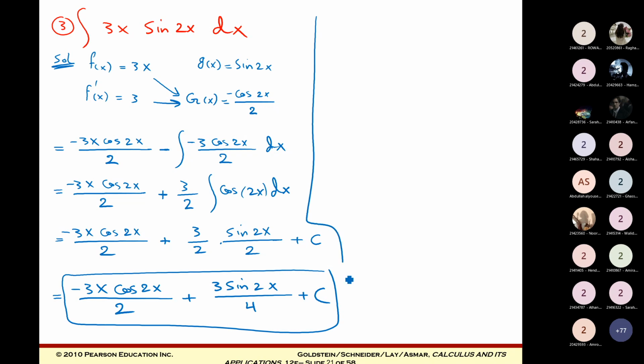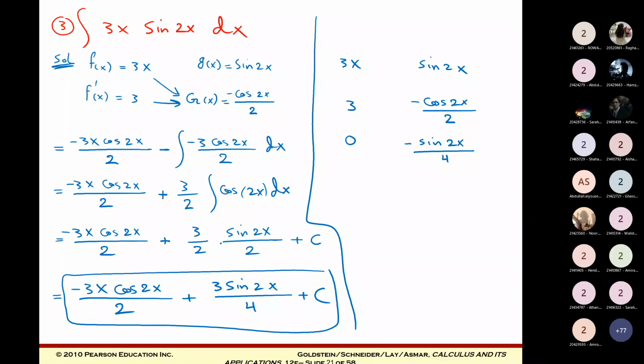How can we solve it another way? Put the 3x and put the sine 2x. The derivative of 3x equals 3. The derivative of 3 equals 0. The integral of sine equals negative cosine 2x over 2. The integral of negative cosine is negative sine. Okay, 2x over 2, and multiplied by 2 equals 4.